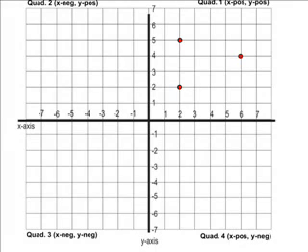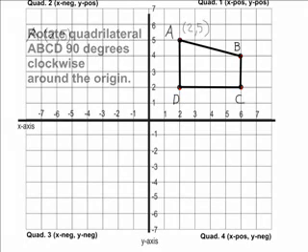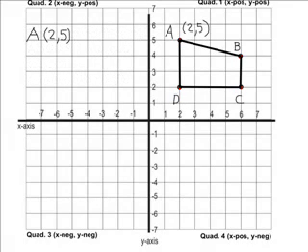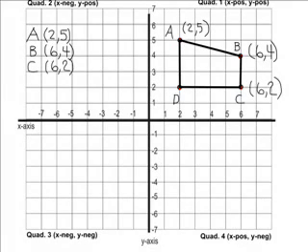Now, before we can actually rotate this figure, we first must find the ordered pairs of each of the vertices of our quadrilateral. Point A is located at positive 2, positive 5. Point B is located at positive 6, positive 4. C is located at positive 6 and positive 2. And D is located at positive 2, positive 2.